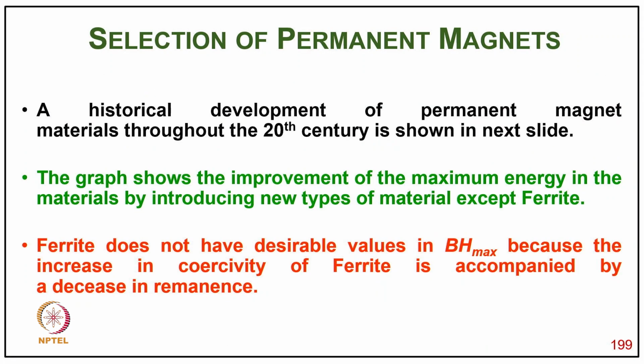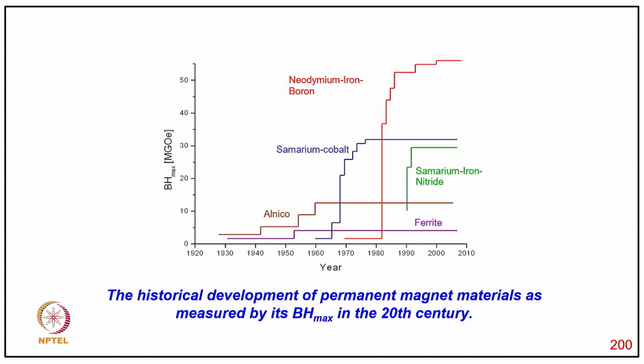So the historical development of permanent magnet material throughout the 20th century is shown in the next slide. The graph shows the improvement of the energy in the material by introducing new types of material, except ferrite. So ferrite does not have a desirable value of this because of the increased coercivity of ferrite with decrease in remanence. And this is typically the characteristic of BH or energy density varying in different years as it developed. And now you can see we have neodymium iron boron after 1980 or 82, and probably the latest in 2010 it has an energy density which is probably around 10 times the ferrite magnet.